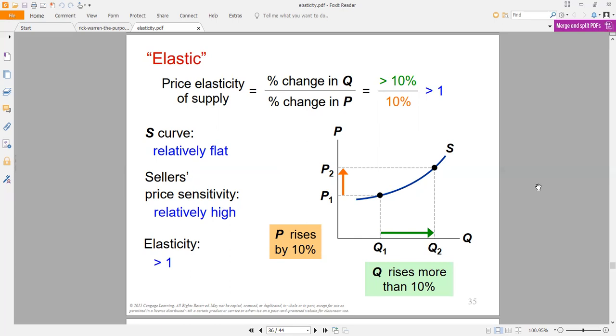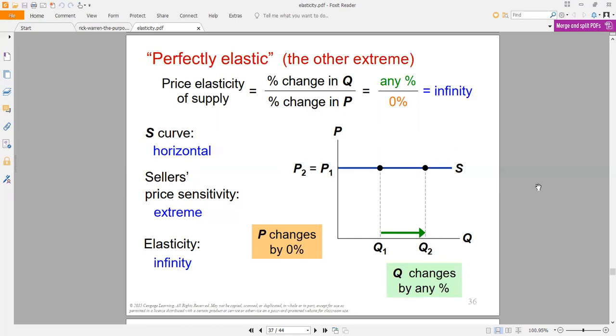Then the last one is the perfectly elastic. For this one, sensitivity is very high, very extreme, because price is constant, but quantity supplied can change by any quantity or any percentage at all. So the numerical value is infinity. The curve is horizontal. For sensitivity, very, very extreme.